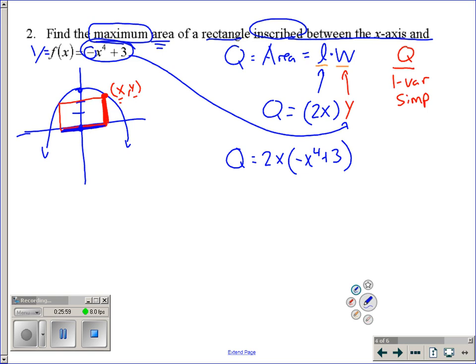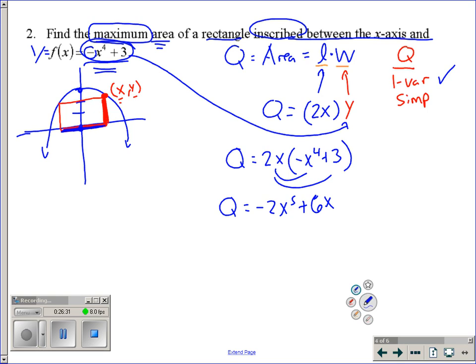That is my area function that I'm trying to maximize, and it's using the parameters that it's inscribed between the x-axis and this function. Where the function came into play was substituting it in for y. Okay. All right, so it's one variable, check, but it's not simplified, and that's not a bad simplification. Let's just distribute our value. So I've got Q equals negative 2x to the 5th plus 6x. Okay, so that's my Q function. That's what I'm trying to maximize.